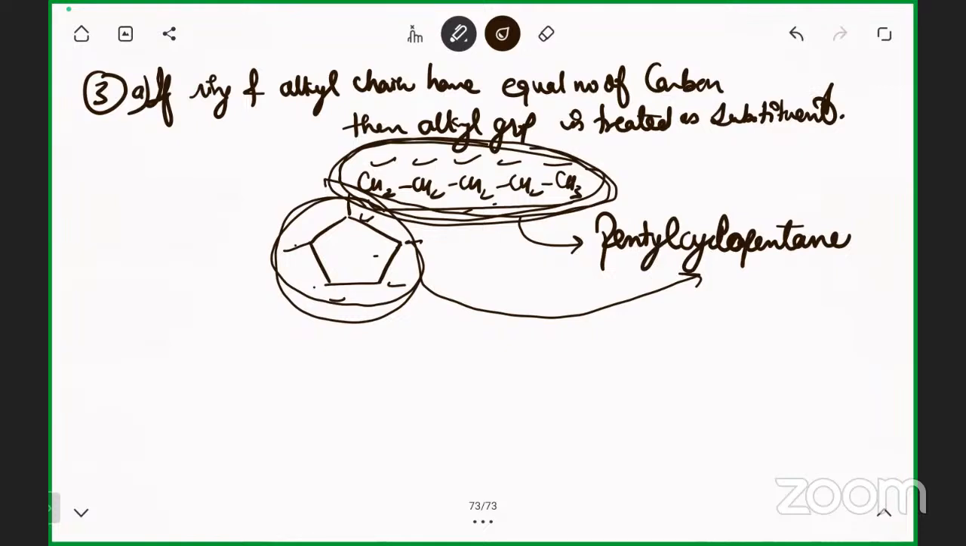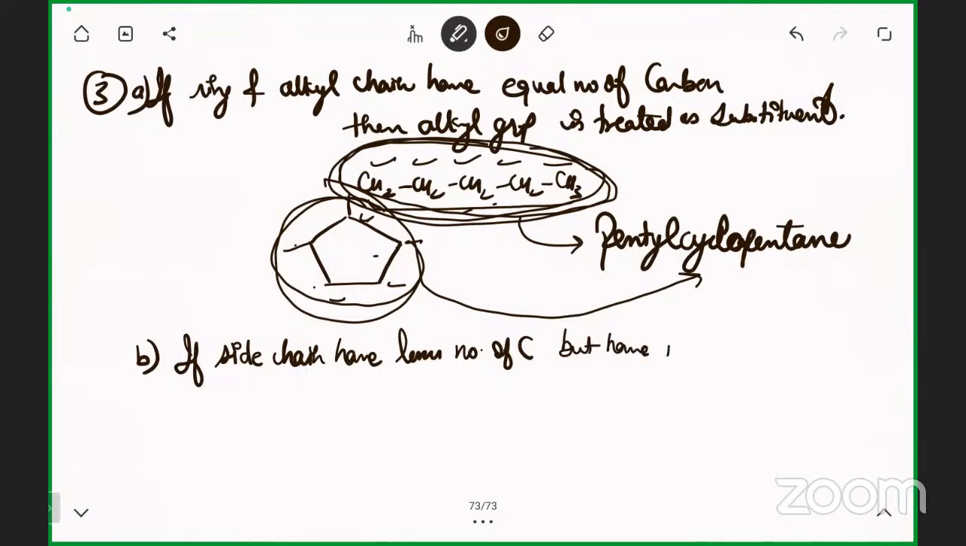Okay. But the second condition is if the side chain has a lesser number of carbons but has a multiple bond. It means the side chain has a lesser number of carbons, or an equal number of carbons, lesser or equal you can write, but has a multiple bond. Then what will you do?